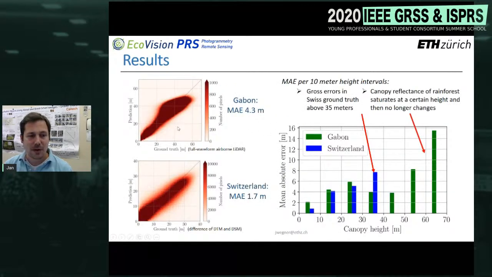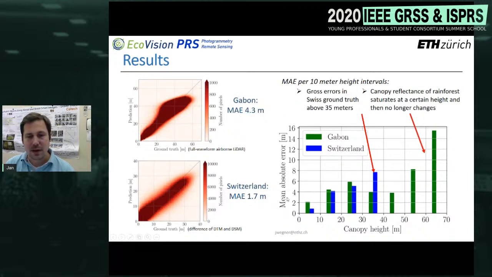And when we apply our model with this, we plot the ground truth versus the prediction. And if everything is perfect, everything should be on the diagonal. And of course, it's not completely perfect, but we see that the results are rather nice. We get a mean absolute error for Gabon of 4.3 meters, and in Switzerland below 2 meters. But also, of course, the trees in Switzerland are smaller, so up to 35 meters, where in Gabon they are much larger, up to 65 meters.